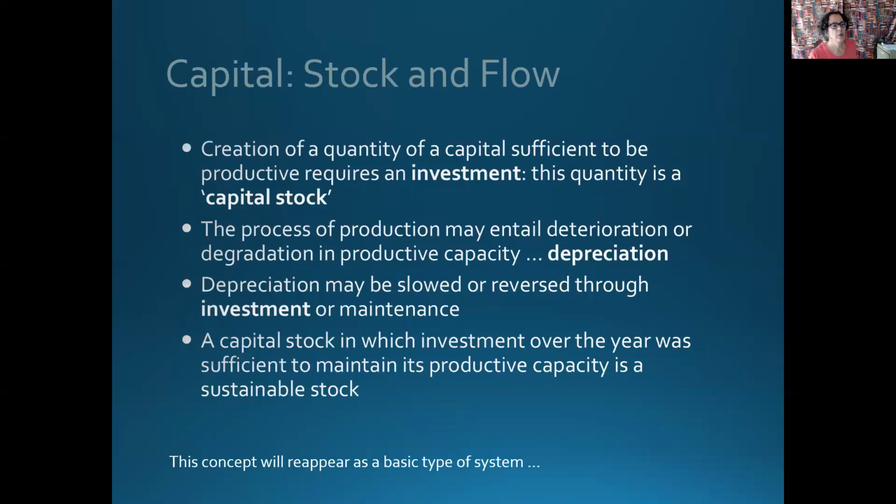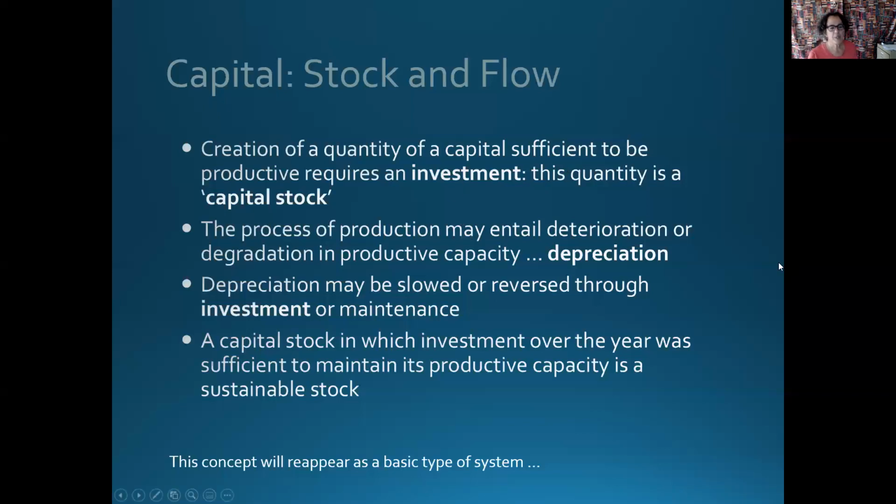So one of the reasons I'm talking about this is that this is a really basic type of system, a capital stock and flow, and it's one of the first ones we'll get into when we start reading Meadows in week 3. In the sense of a sustained yield, you can actually create, through investment, a level of capital sufficient to produce a flow. So if you can do it through an investment, that's a capital stock.